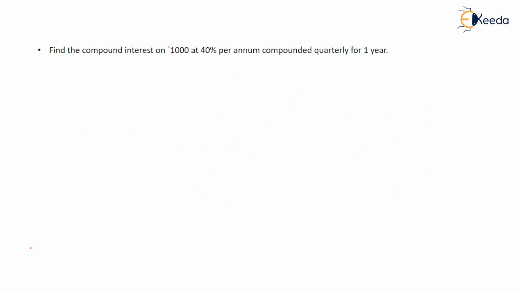Otherwise, what you have to do is you have to do like this: 1000 amount, right? Plus 10 upon 100 raised to power 4. Just think of it, 4 times. And after solving this, also you won't get the answer. You have to subtract the principal. Then you get compound interest. So here you directly got that.